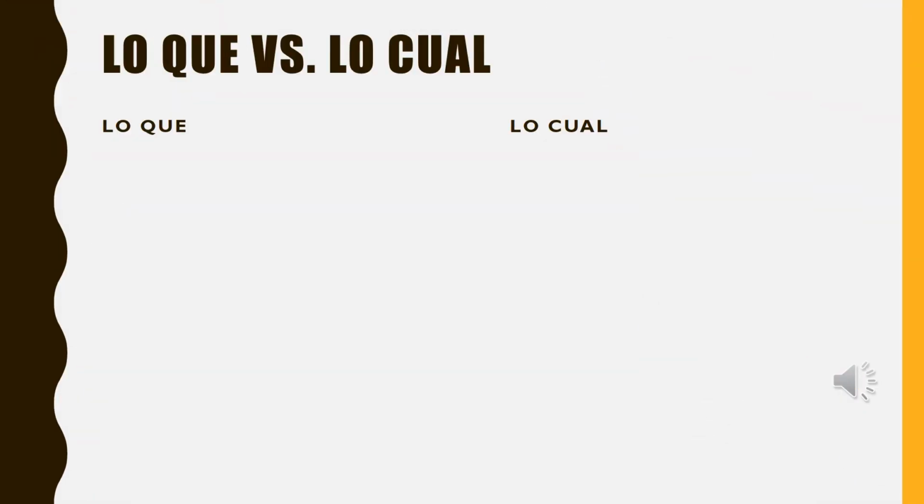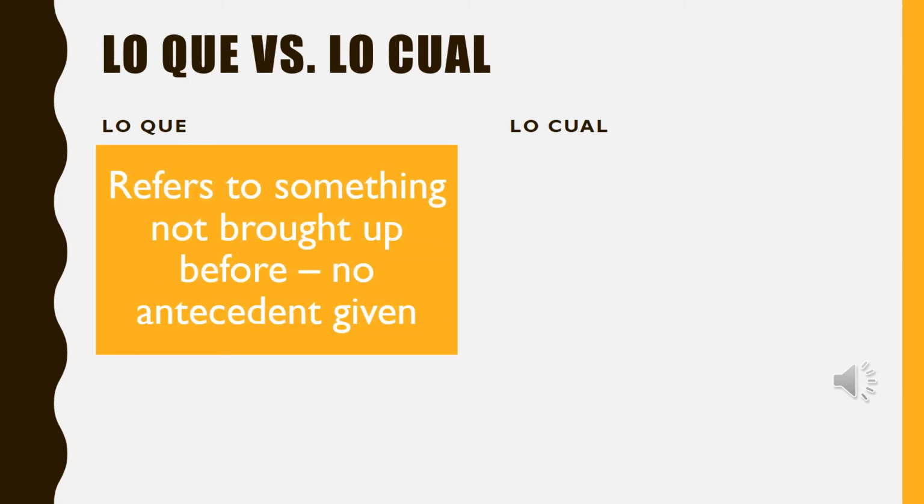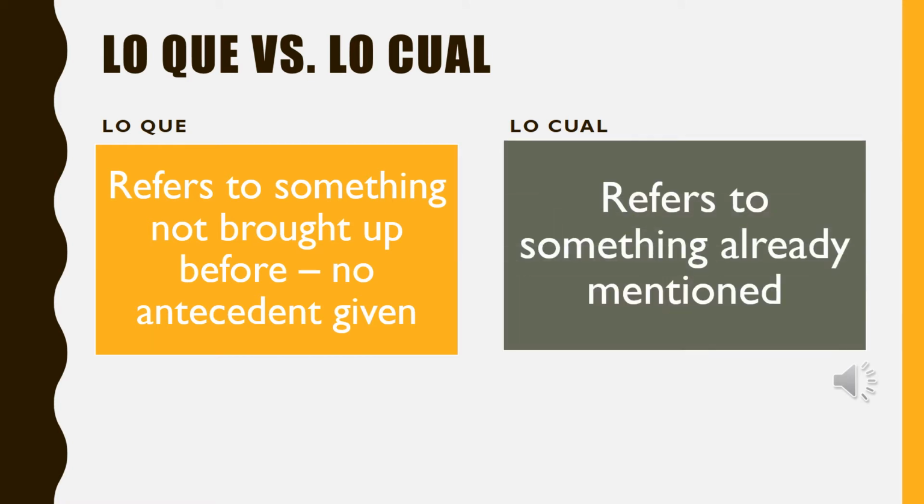So the difference between when you would use lo que and lo cual is basically about what has or has not been mentioned. So we're going to use lo que to talk about something that hasn't been brought up before. So we don't know what the antecedent is that we're talking about. The lo cual we're going to use to refer to something that was already mentioned. So we know the antecedent when we use lo cual.